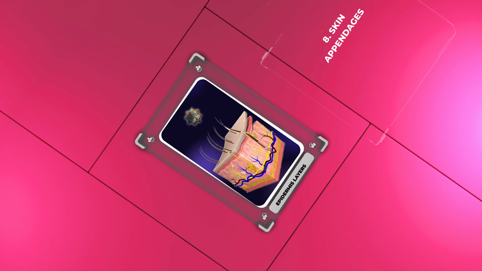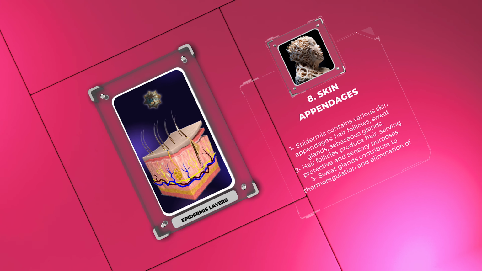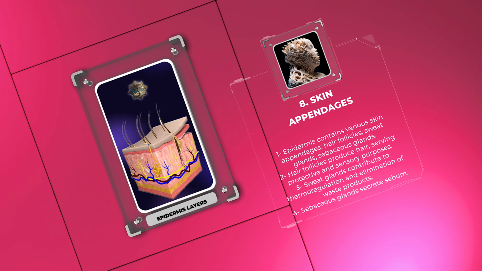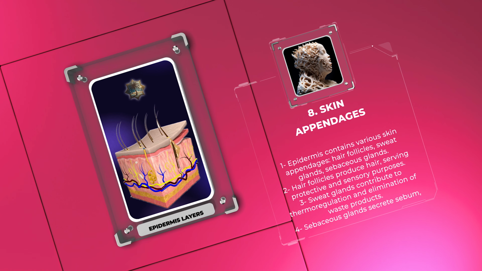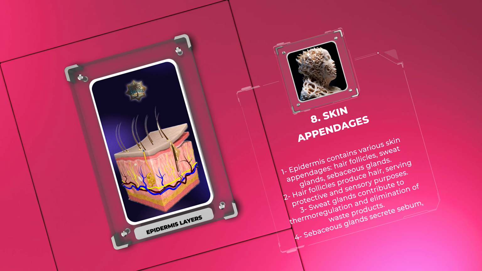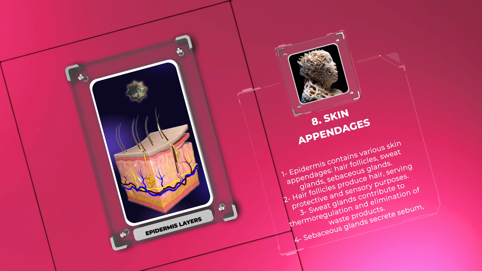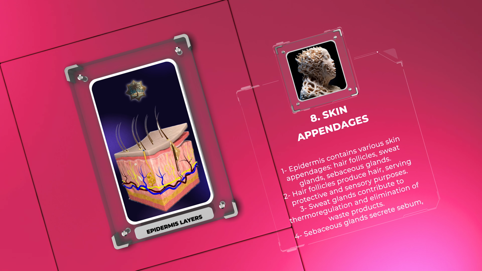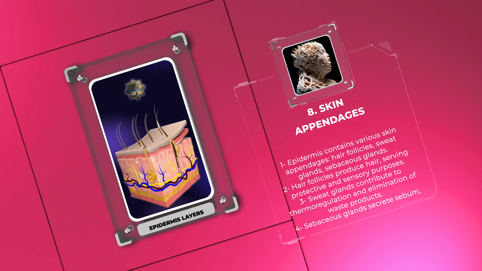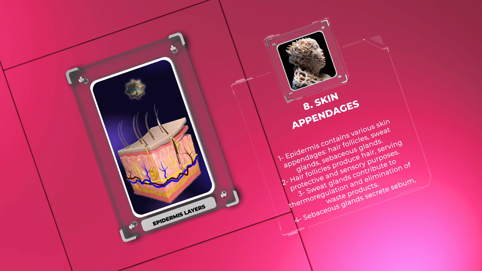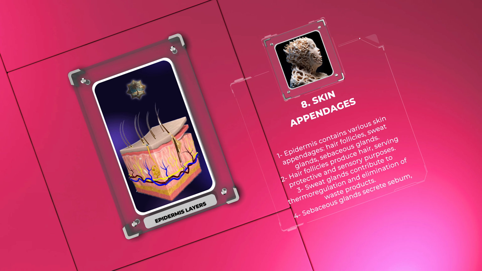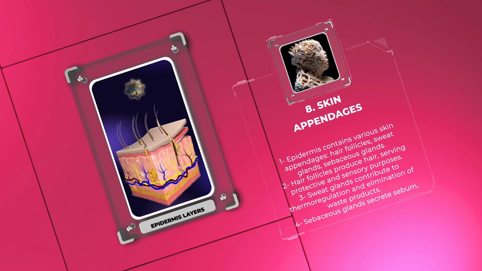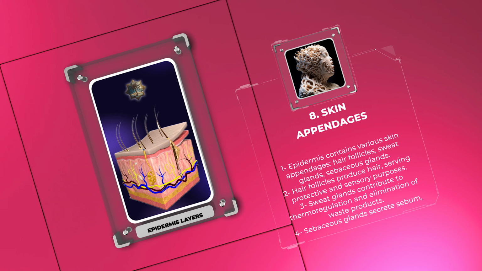The epidermis is not solely composed of keratinocytes but also contains various skin appendages that serve specific functions. These appendages include hair follicles, sweat glands, and sebaceous glands. Hair follicles produce hair, serving both protective and sensory purposes. Sweat glands, through the process of sweating, contribute to thermoregulation and elimination of waste products. Sebaceous glands secrete sebum, an oily substance that moisturizes the skin and provides some degree of antimicrobial protection.